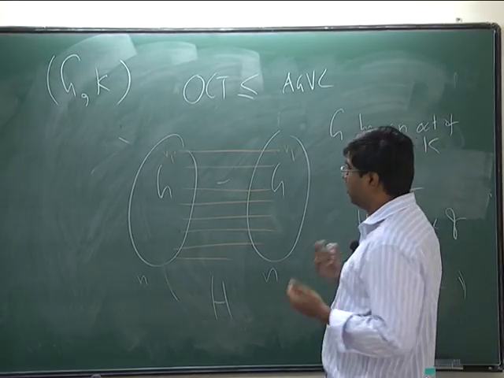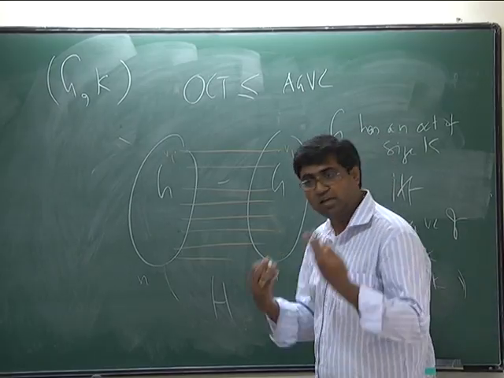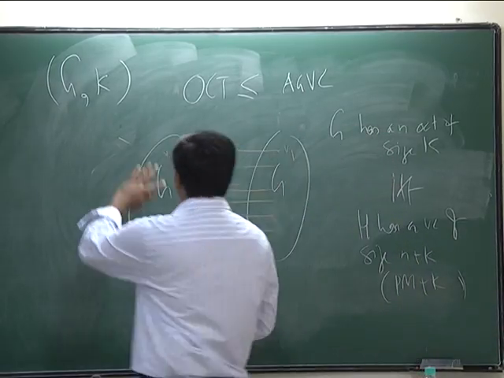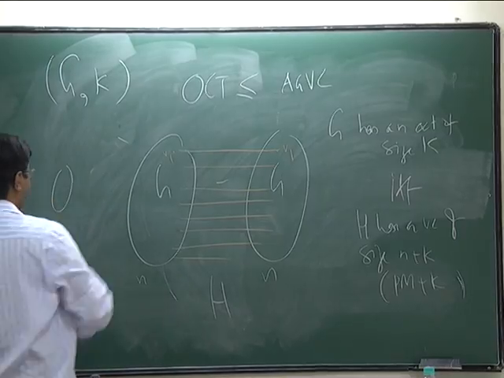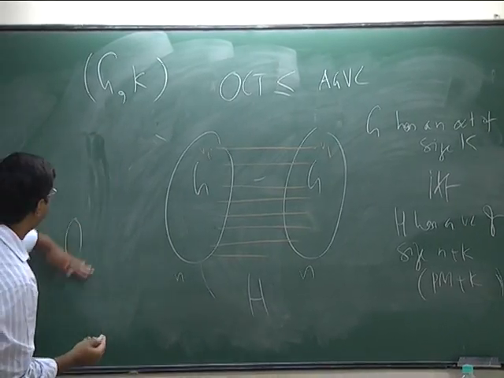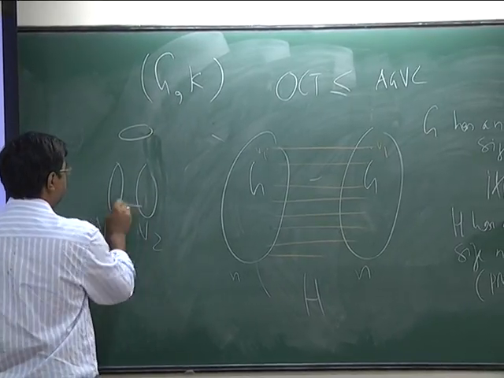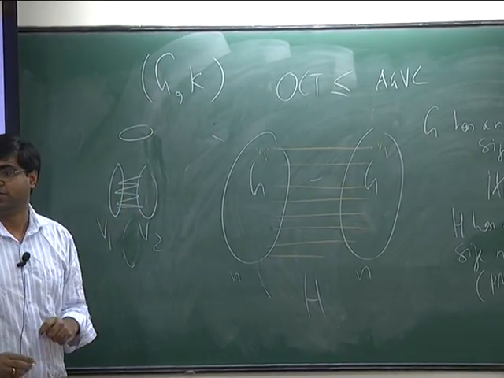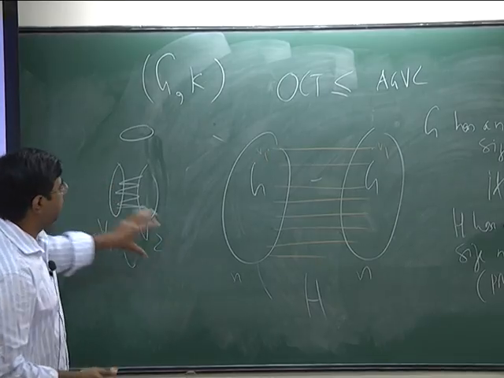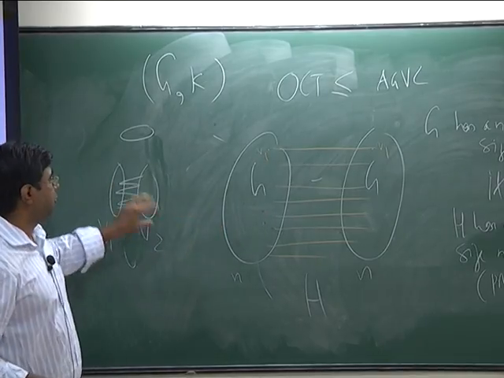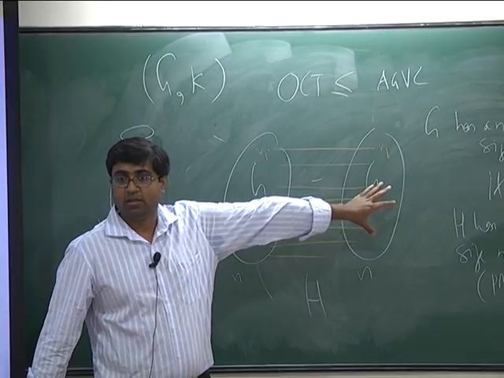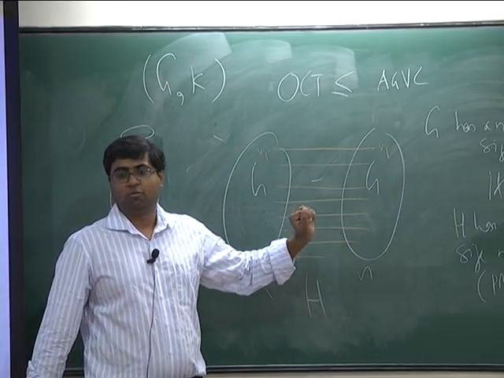If G had an odd cycle transversal of size at most k, it means after I delete this, I have a bipartite graph, right? After I delete, look at G. Here's my O, this is my V1 and V2. And there are no edges between V1 and V2. Now, look at the copy of V1 here. Look at the copy of V2 there, right? What is that?